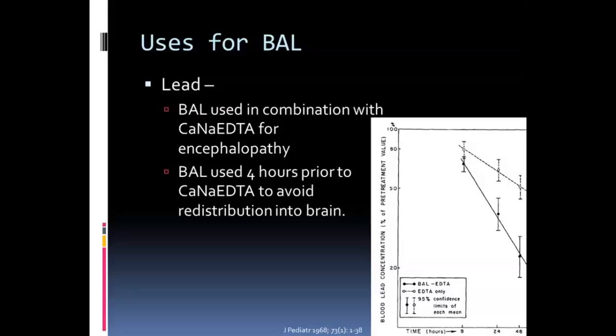We're going to see BAL used for severe lead toxicity or lead encephalopathy, and generally BAL is used 4 hours prior to calcium sodium EDTA because calcium sodium EDTA may redistribute lead into the brain, and BAL will inhibit that effect. So there's a lot of issues with redistribution into the brain as far as BAL goes. The issue is with arsenic and mercury, and not with lead.